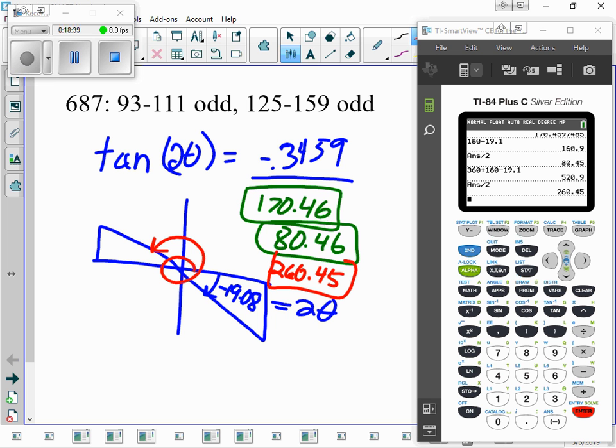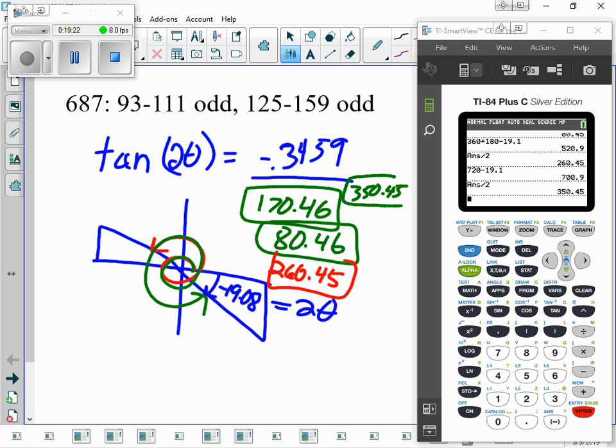Now let's check this one. How would you do that? Well, you could take the 340 or whatever it was and add 360. I'm just going to do 720 minus 19.1. Divide that by 2, and I get 350.45.